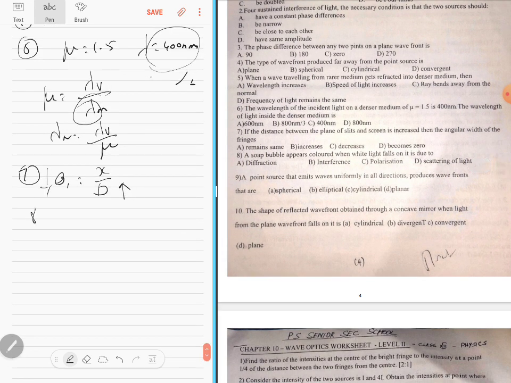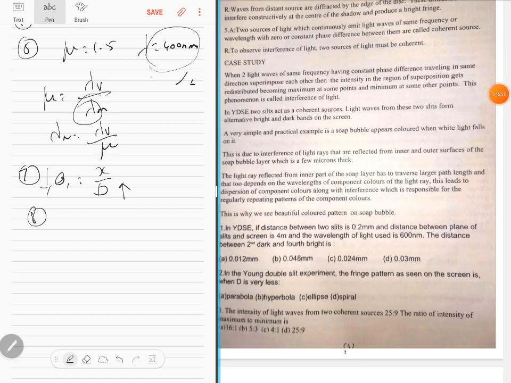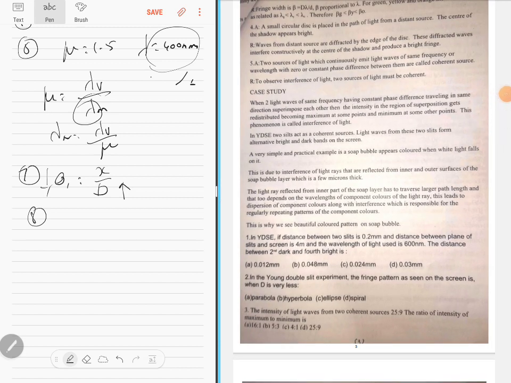8th question. A soap bubble appears colored when the light falls on it due to both scattering of the light and also due to... we had a case study, right? So 8th question, a soap bubble. The light ray reflected from the inner part of the soap layer has to traverse a larger path length, and that too depends on the wavelength of the light.